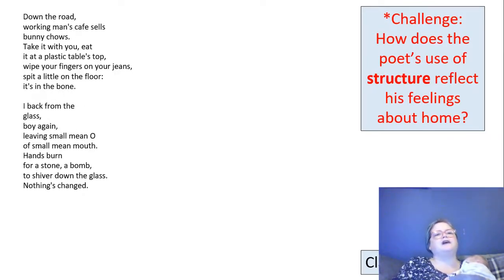"Down the road, Working Man's Cafe sells bunny chows. Take it with you, eat it at a plastic table top. Wipe your fingers on your jeans. Spit a little on the floor. It's in the bone." So that's that contrast again, that juxtaposition. We've just seen the description of the posh restaurant. Now we've got places where the poorer people can go. I'm not really sure what a bunny chow is, but it's something obviously cheap that you can eat. It might literally mean eating rabbit, and rabbits are fairly cheap usually. So you take it with you. You don't sit down at a posh tablecloth.